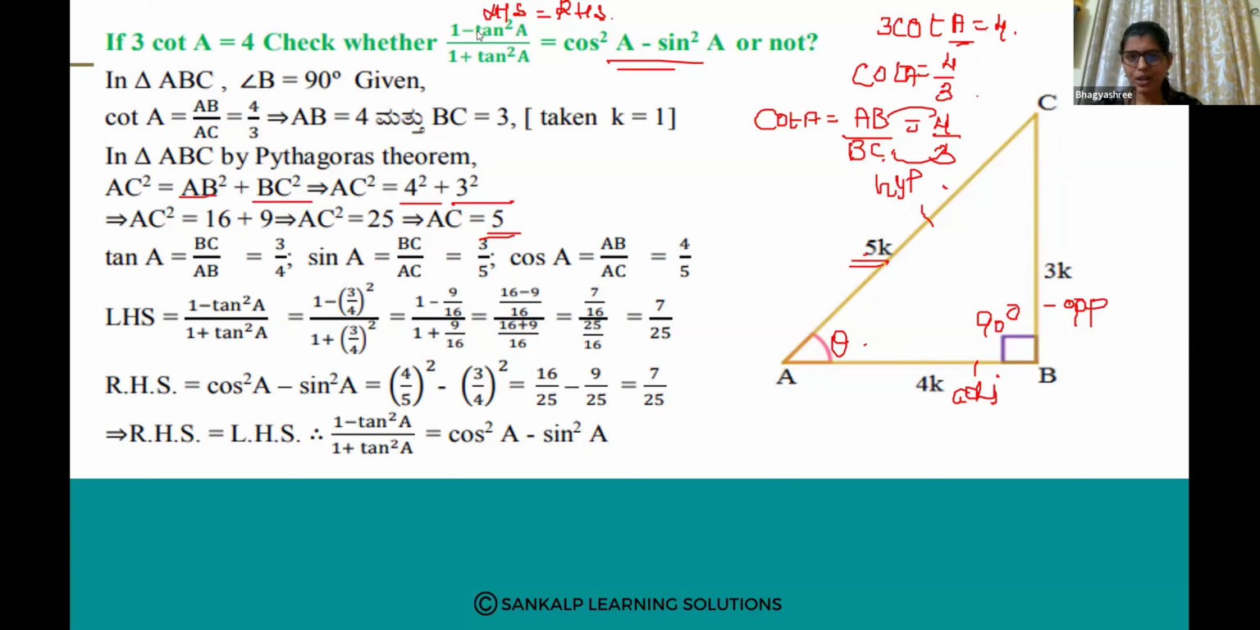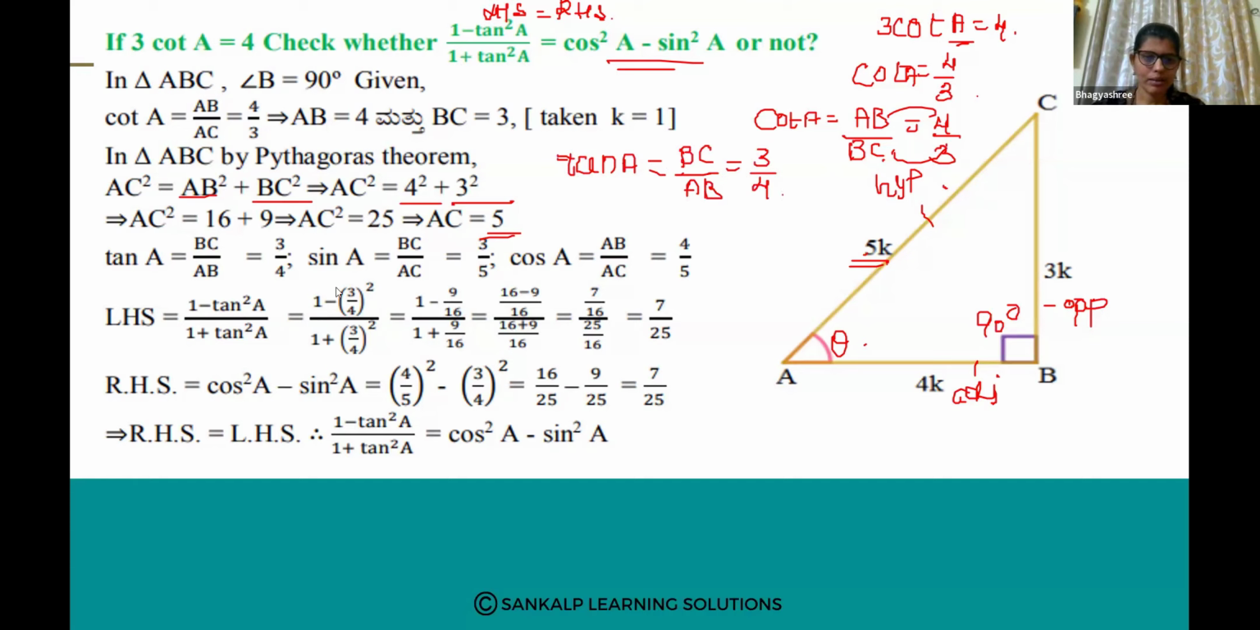What we want in the question, tan A is there. So let us first write the tan A value. Tan theta is opposite side divided by adjacent side. Opposite side is BC divided by adjacent side is AB. BC is 3, so tan A is 3 divided by 4.